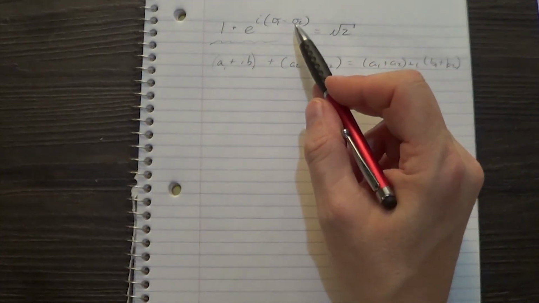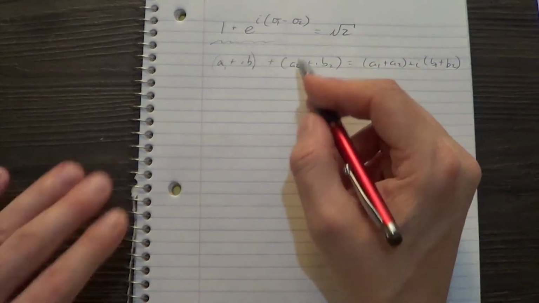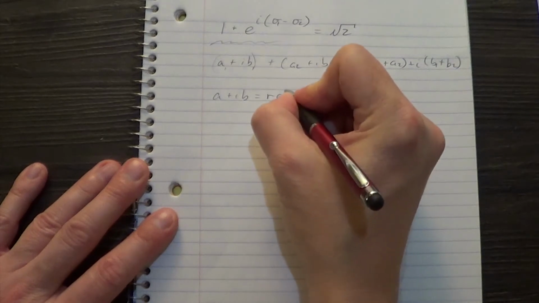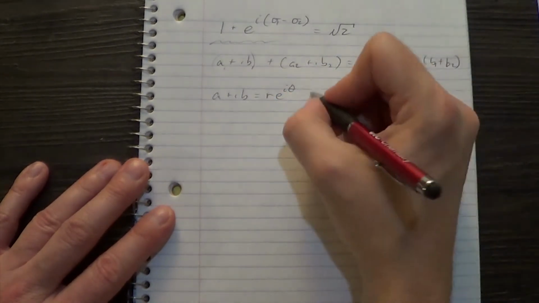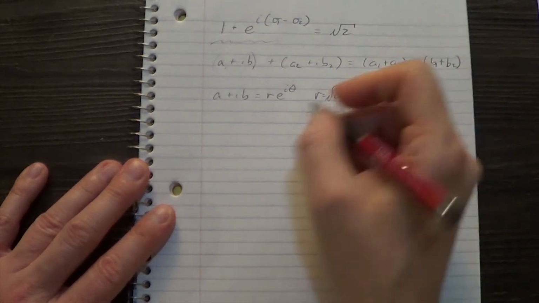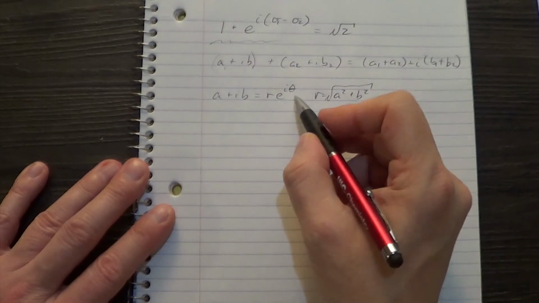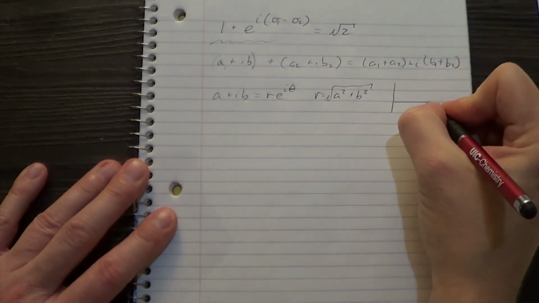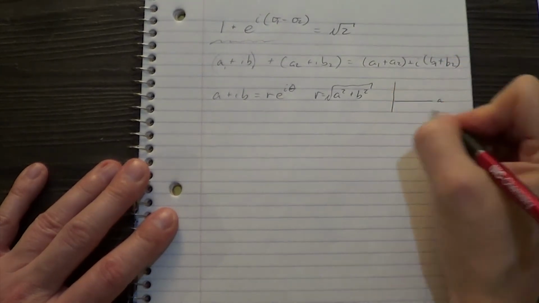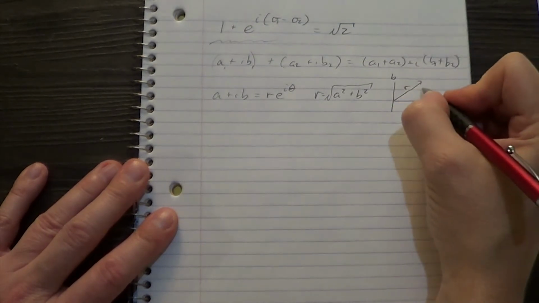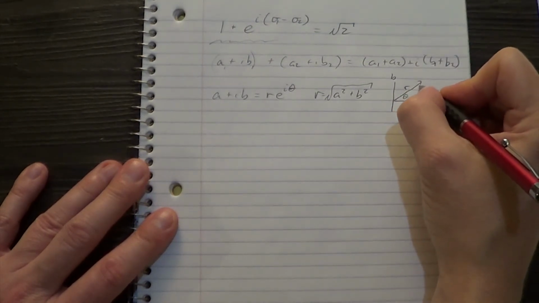But you may notice that one of these is in the polar form. It turns out that a plus ib is often represented in this form. That's the polar form, where r, of course, is the square root of a squared plus b squared, and the angle is like arctan of b over a, something like that. I don't quite remember, but it's often represented. There's the real axis, here's the complex plane. You've got a vector with a length r that makes an angle theta with respect to the real axis.